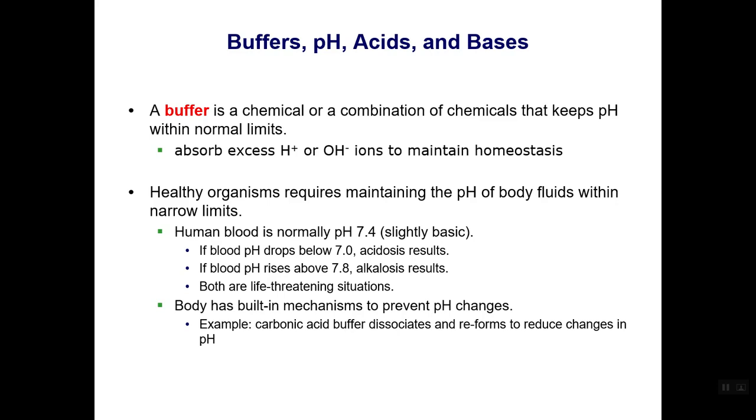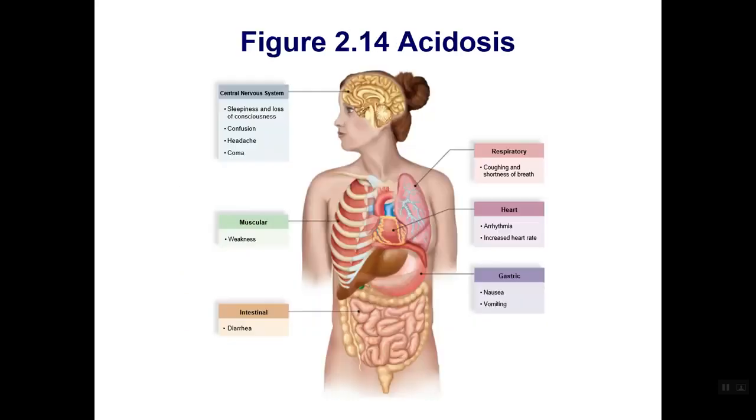Anyway, even our kidneys have a mechanism to help encourage altering the pH of the blood when necessary. So lots of different mechanisms in the body are built in to prevent pH changes because these are life-threatening conditions. All right, so for example, acidosis. If your blood becomes too acidic, you will have effects on the central nervous system. It can cause you to lose consciousness. You can get confused, headaches, go into a coma.